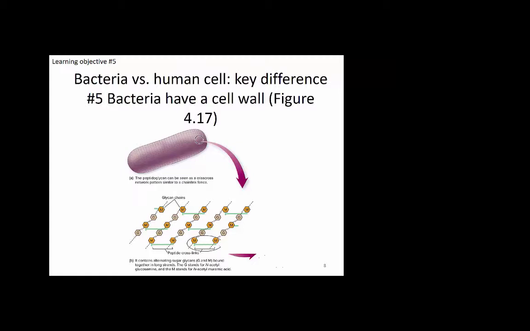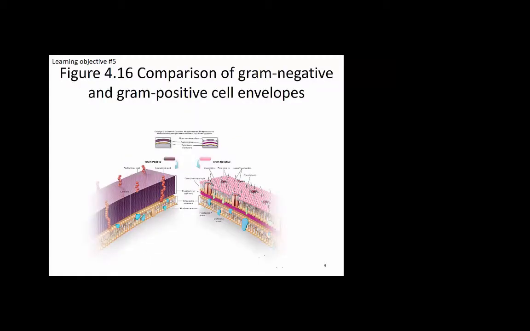Peptidoglycan is a molecule whose structure is shown in the bottom portion of figure 417 from your book. Generally, just know that it is a long chain of sugars that are cross-linked together to form a woven structure that gives the bacteria cell a lot of 3D shape and resistance to volume changes.